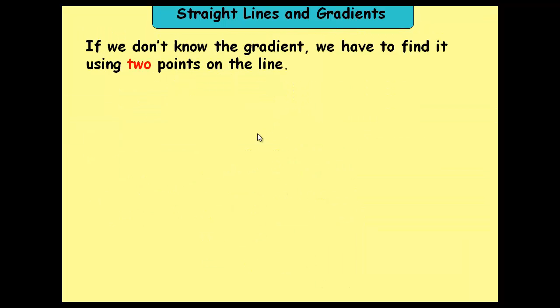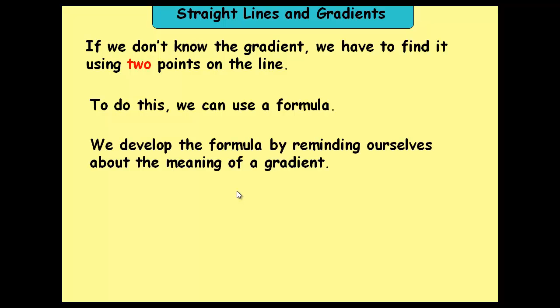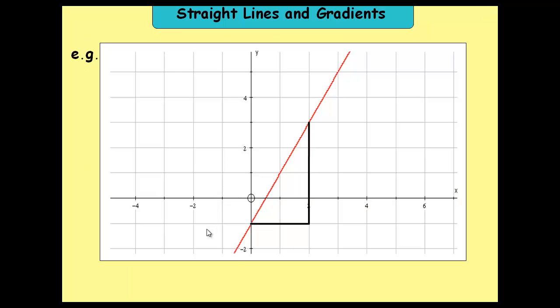If we don't know the gradient, we can find it using 2 points on the line. We need a formula for this. Well, let's have a little look at what a gradient's all about. The gradient is the steepness of the line. In other words, how much it goes up for any amount it goes across. So for this particular line here, it goes up 4 for every 2 it goes across. So the gradient is 4, how much it goes up, divided by how much it's gone across. 4 divided by 2, m equals 2.